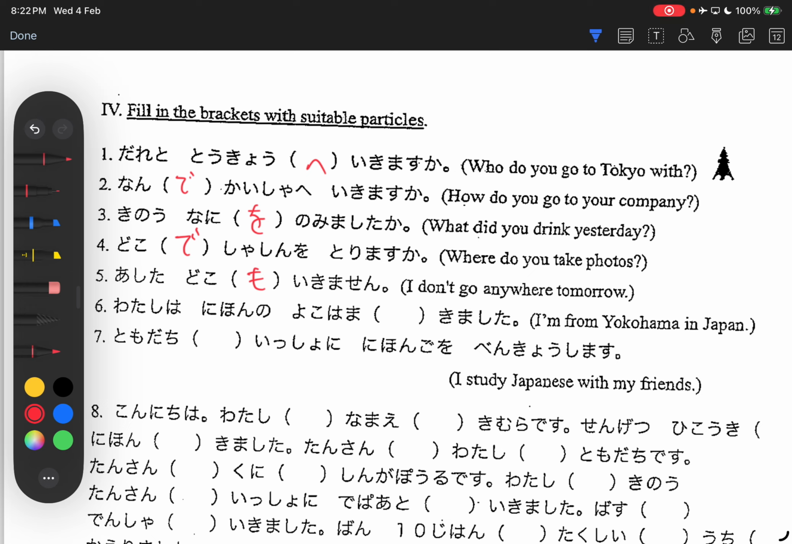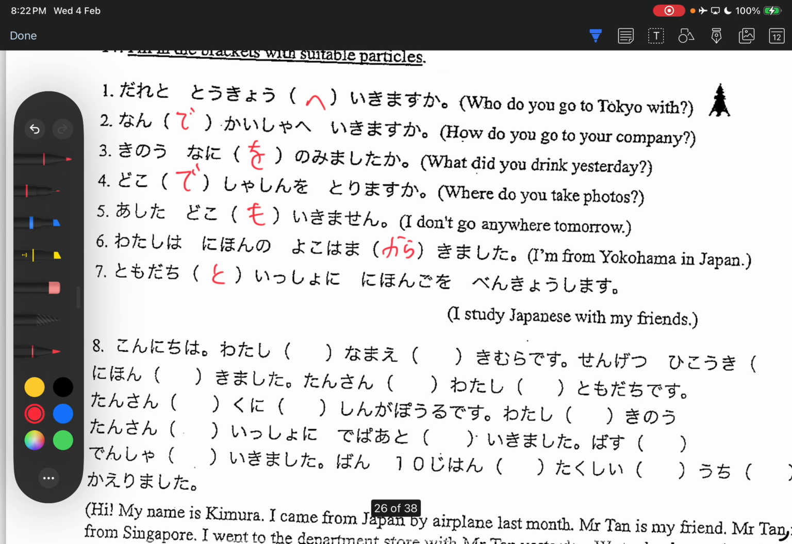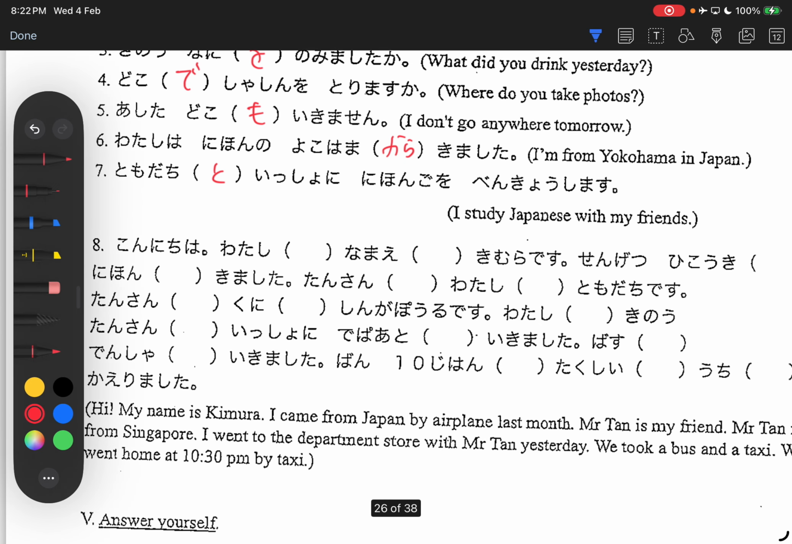Number 6. 私は日本の横浜から来ました. Very good. から来ました. Right, from. Number 7. 友達と. Right, accompaniment. Very good. Number 8. こんにちは。私の名前. Same person. Yes, Ian. 名前. We will each take one sentence.